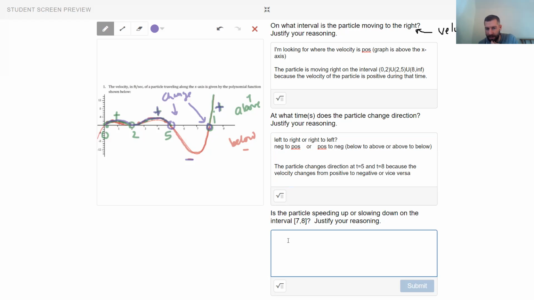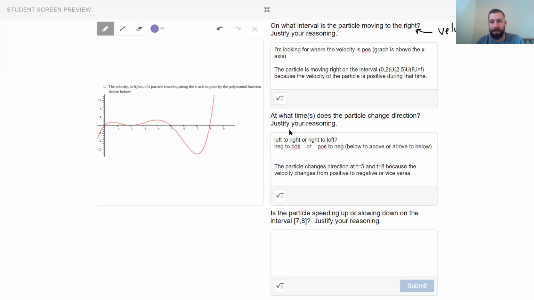And then this last one is going to ask us, is the particle speeding up or slowing down on the interval 7, 8? So what I'm going to do is clear all my annotations on that graph and take a look at kind of like a restart here, just including the interval 7 to 8. So here's 7, here's 8. It's just telling me the x values, not a point, but x values. And it says specifically interval, not point. So basically from here to here.